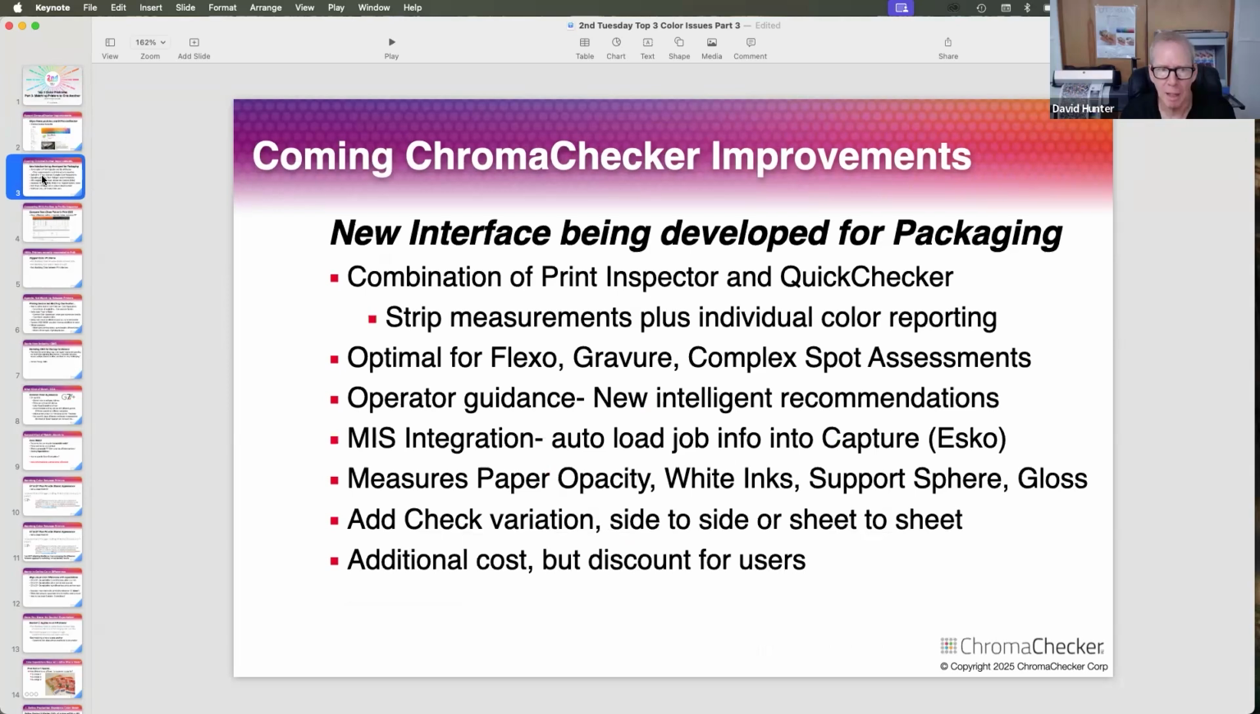We talked last month about the coming packaging interface to ChromaChecker, and it's getting closer. Those of you beta testing it are really excited about it, and you've given us good feedback. One big thing we've added is the ability for the operator, when using Capture and any of the instruments that we support, to check variation, not only side-by-side variation, but sheet-to-sheet variation through a run, which we're going to talk a lot about today. You'll see how important it is for an operator to know if the color is not consistent, whether within a given sheet or across multiple sheets.